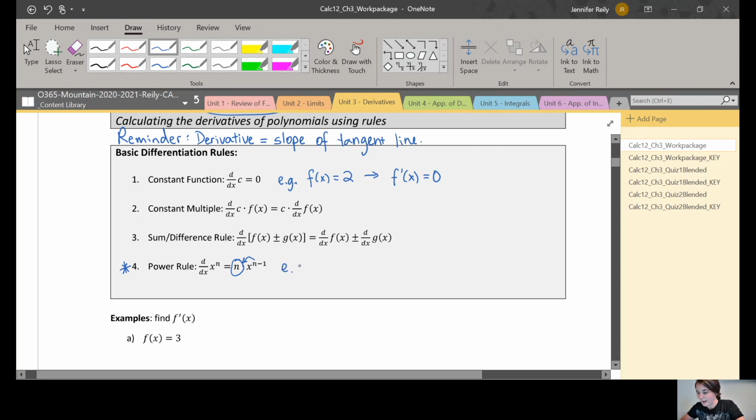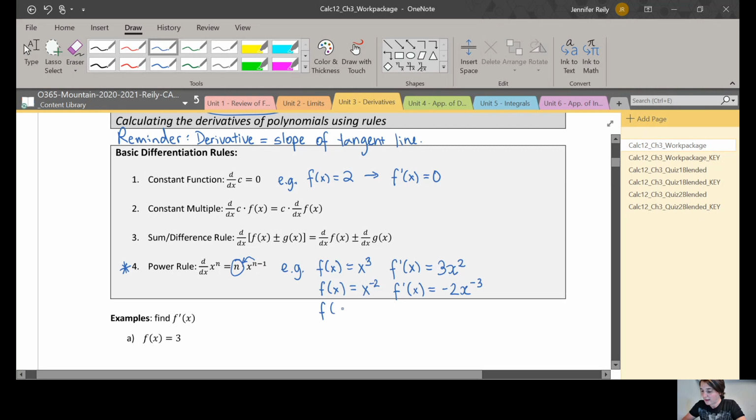So I'm just going to do a quick example here. Let's say we have f of x equals x cubed. Okay, so the power rule says to find the derivative, we bring the 3 down, and then we reduce the power by 1, so it becomes 3x squared. Okay, this works with negative powers too. So if you had x to the power of negative 2, for example, then you would bring the negative 2 down, and you would reduce the power by 1, so it would become negative 3.